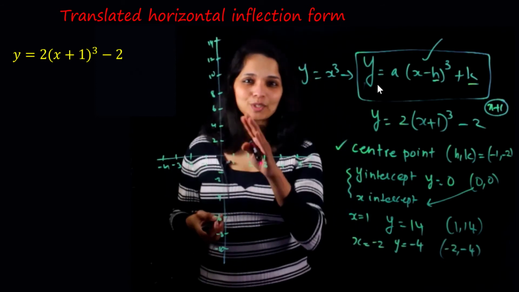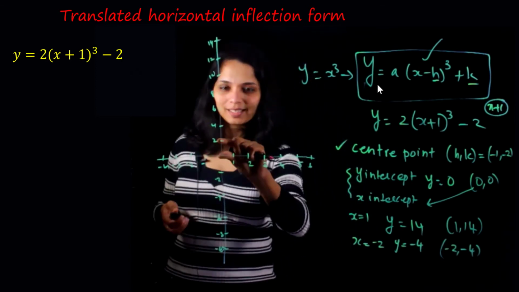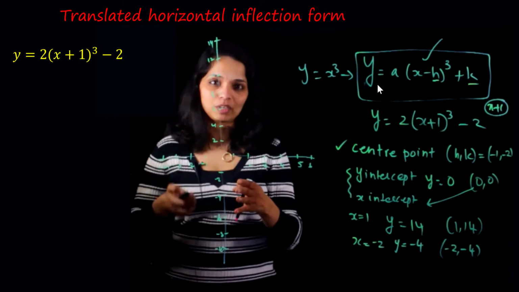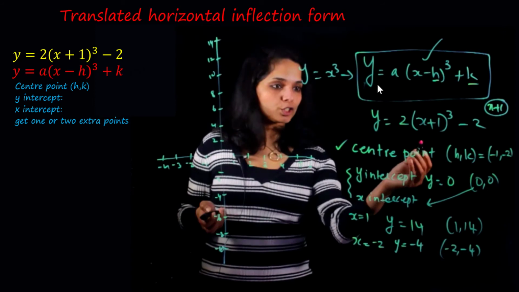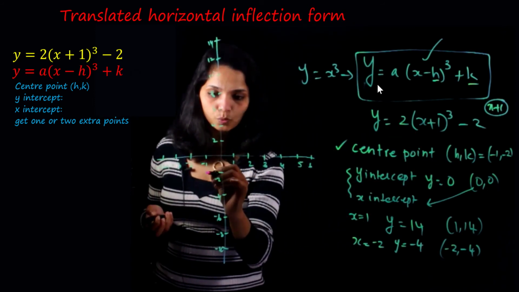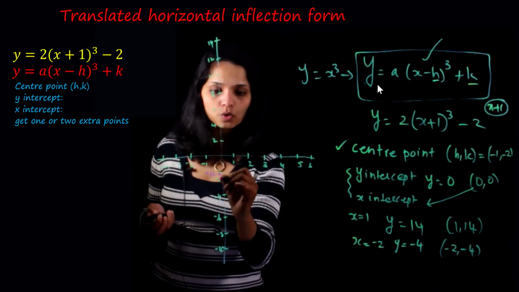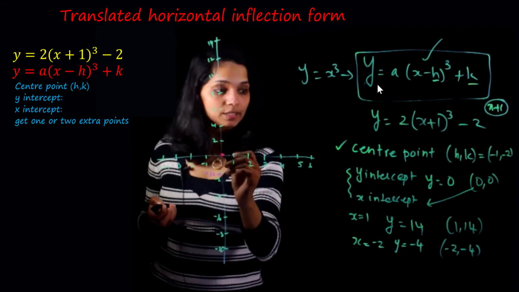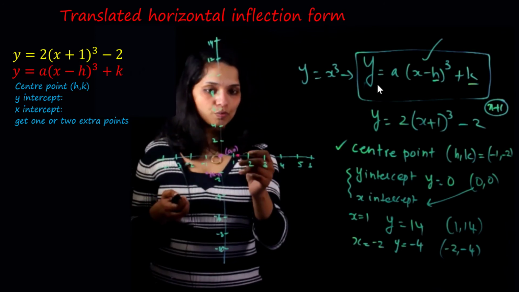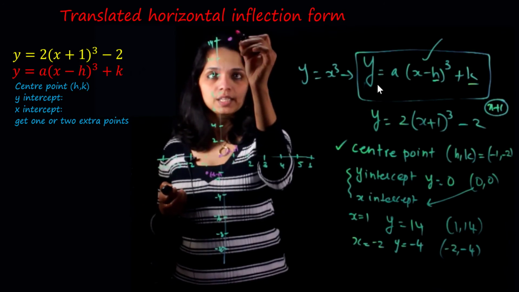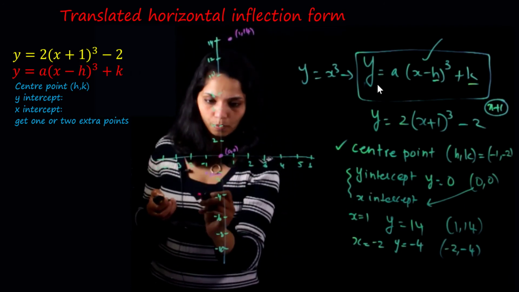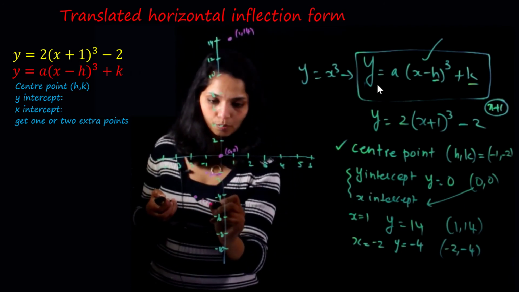This graph is not scaled properly because this is 2 units and this is 1 unit, which is not exactly proper, but I wanted to fit that one in here. So the first point which I'm going to mark is the center point, which is (minus 1, minus 2). That's this one. Another point is the x and y intercept, which is (0, 0). Another point which we got is (1, 14), which is here. And the last point we found is (minus 2, minus 4), which is here.